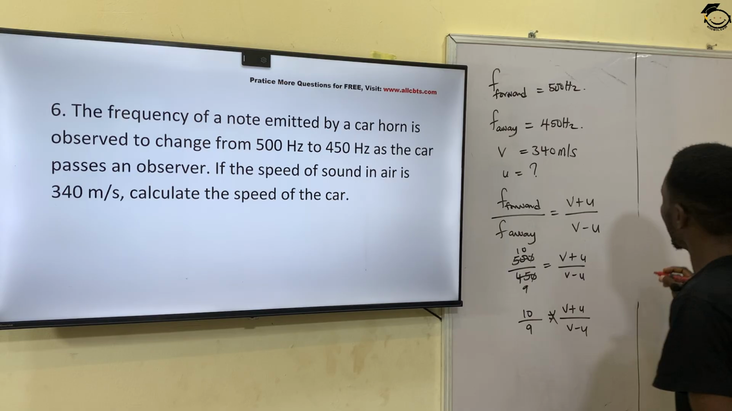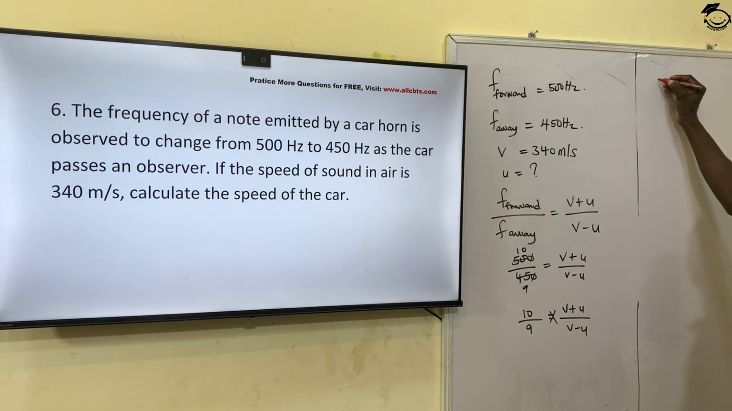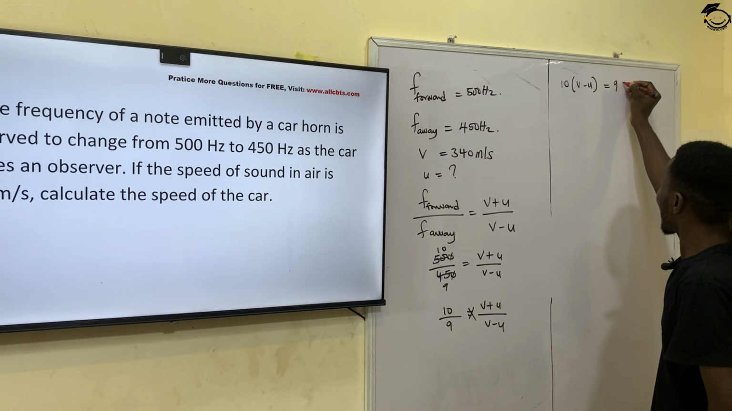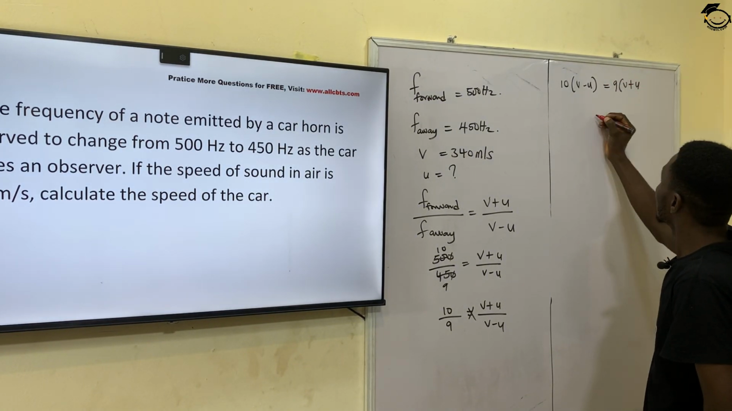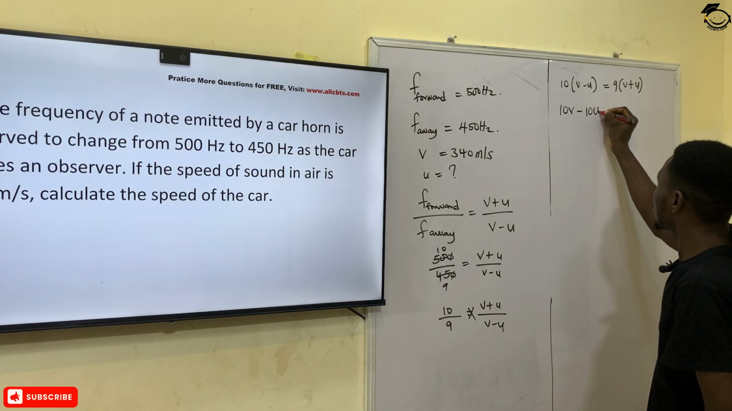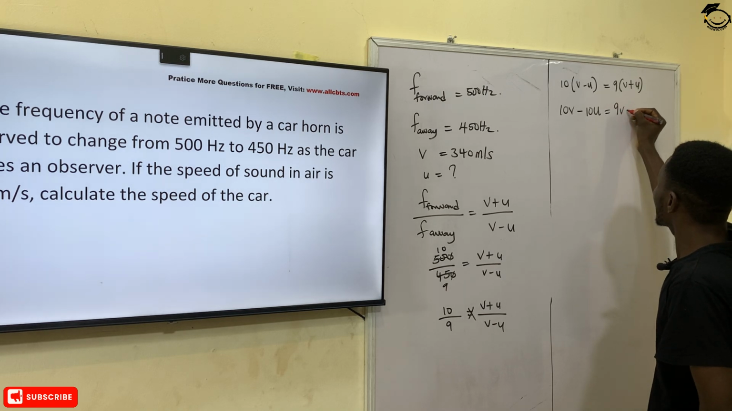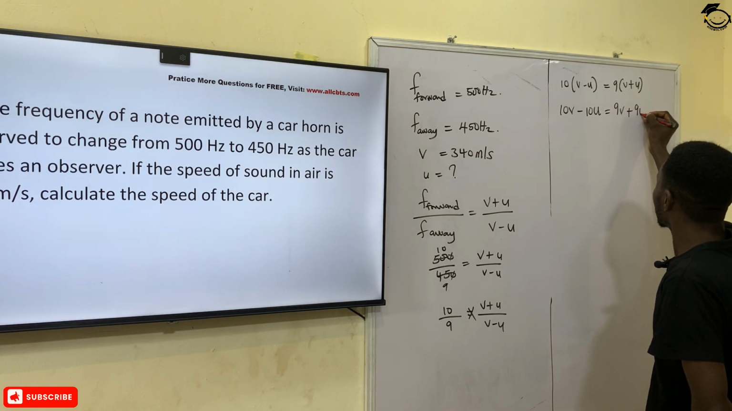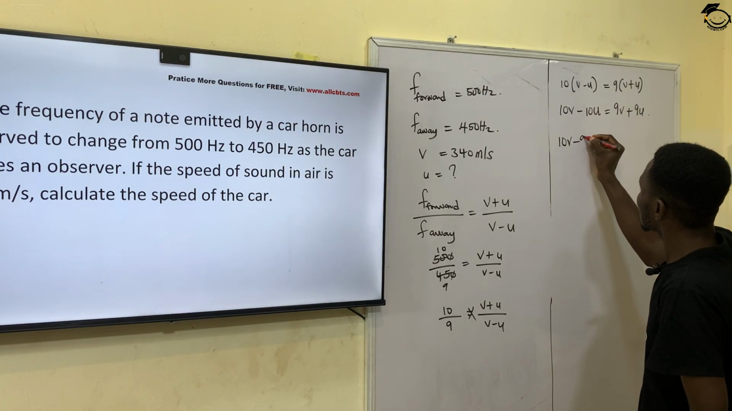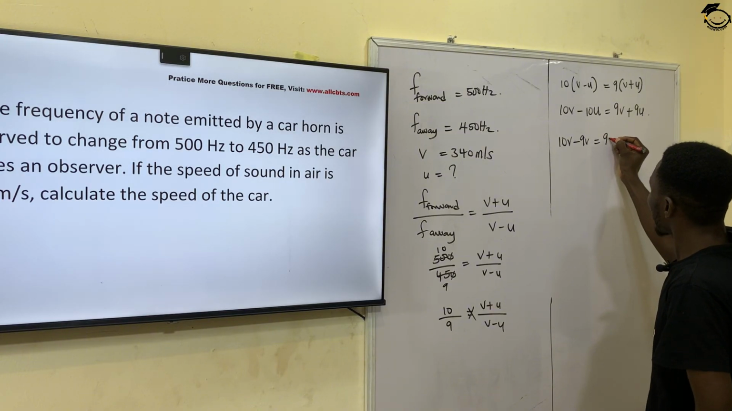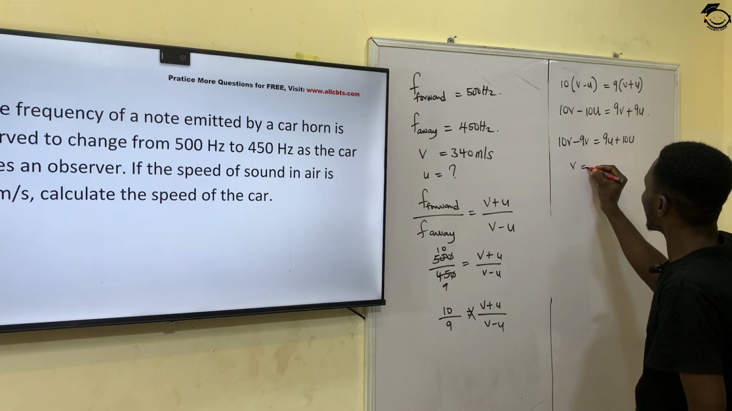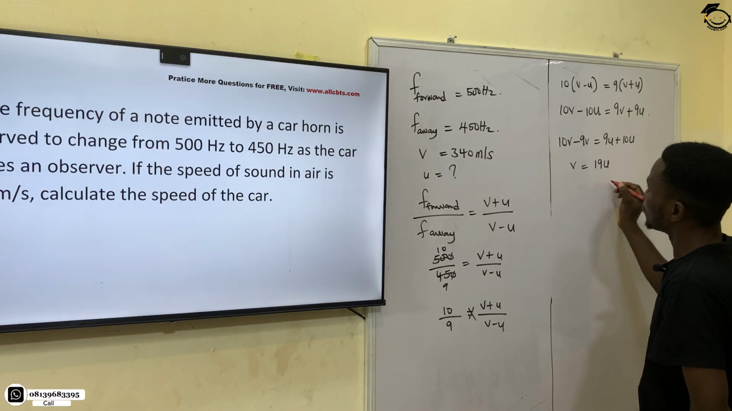If I cross multiply here, I'll be having 10 open bracket V minus U equals 9 open bracket V plus U. So if I open the brackets, I'm going to have 10V minus 10U equal to 9V plus 9U. If I collect like terms, what I'll be having is 10V minus 9V equals 9U plus 10U. So this will give me V equal to 19U.